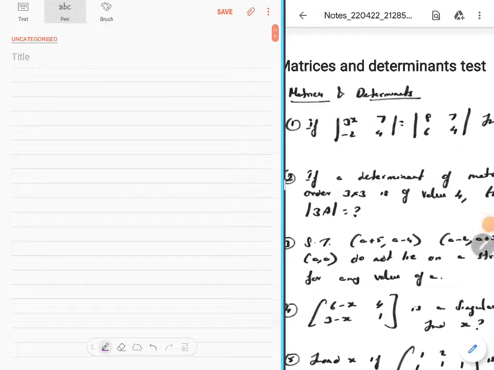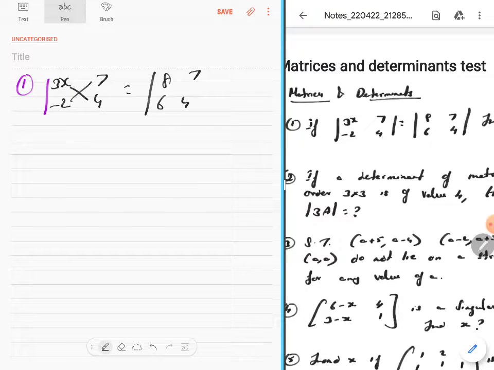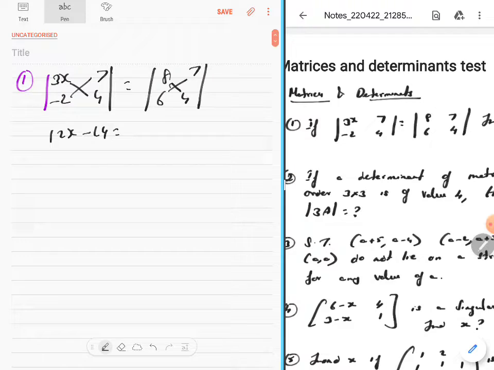For the matrices, the first one is 3x, 7, minus 2 and 4 is equal to 8, 7, 6, 4, which is determinants. So when a determinant is 4 3s are 12x minus 14 is equal to 8 4s are 32. You can't equate the matrices, not equating the matrices. It is determinant, so you have to find the determinant.